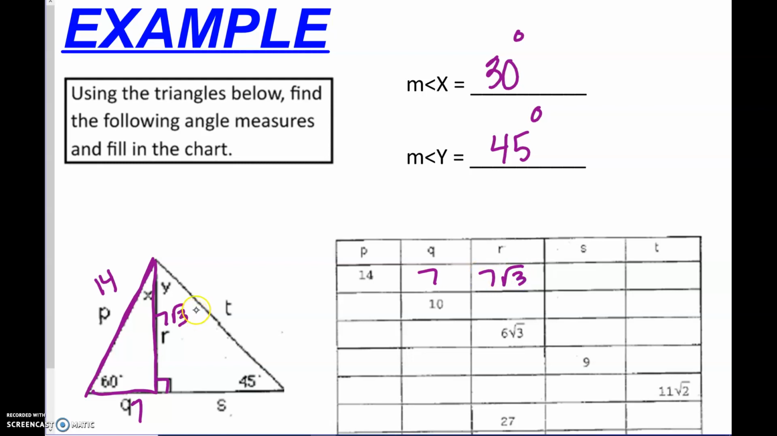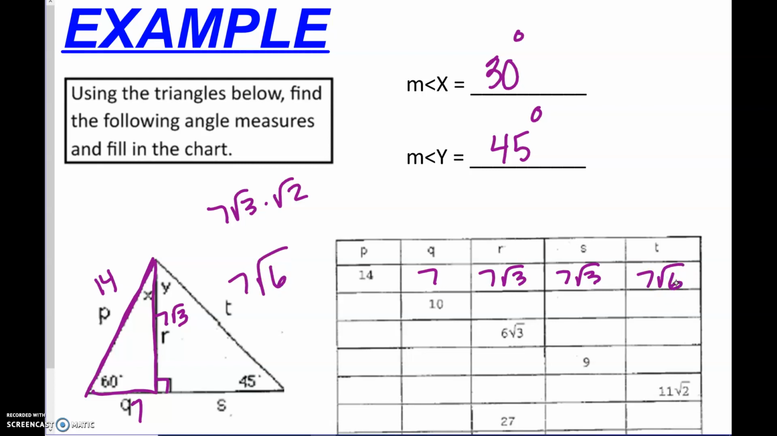All right, so now if we know that one leg is 7 root 3, the other leg must also be 7 root 3. And to find the hypotenuse, we would now take 7 root 3 times root 2. So it looks like we're going to get 7 root 6.